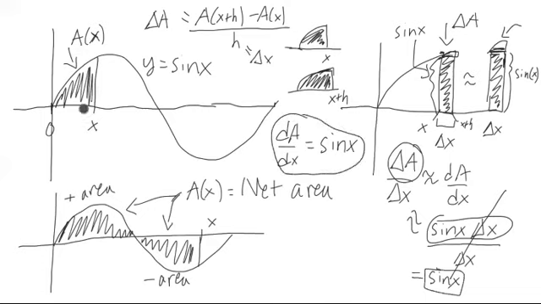Notice that this means that as the y value gets larger, the area is increasing faster. As the y value gets smaller, the area is increasing more slowly. When the y value is negative, that means the area is not increasing anymore. It's actually decreasing. Because we see the curve itself is the graph of the derivative of the function A of x.